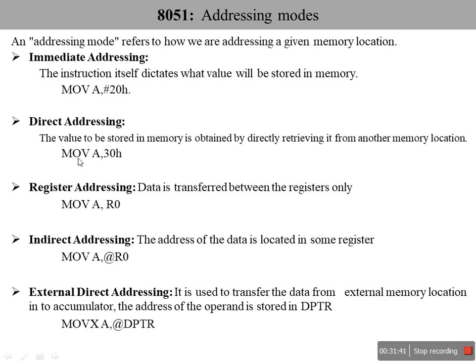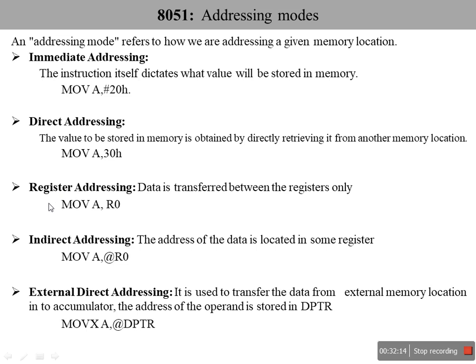In direct addressing mode, we give the address of the data for the movement in the instruction itself. So the instruction carries the address here, whereas here the instruction carries the data. Data related to this instruction is available in the instruction itself, hence it is called immediate addressing mode, whereas here the data related to this instruction is stored somewhere in the memory, and that memory information is given in the instruction. This is called a direct addressing mode.